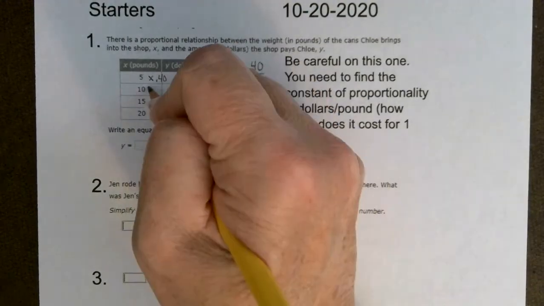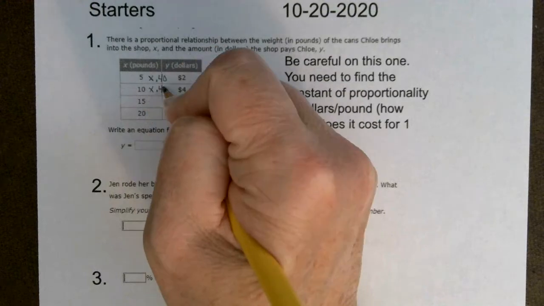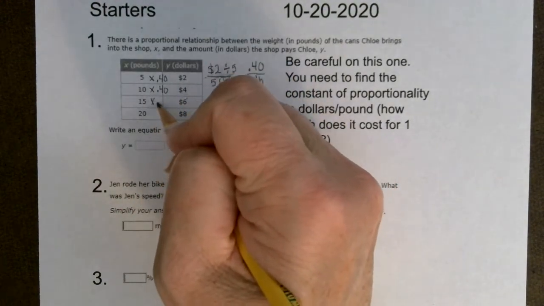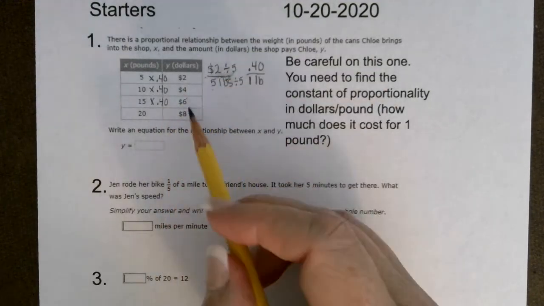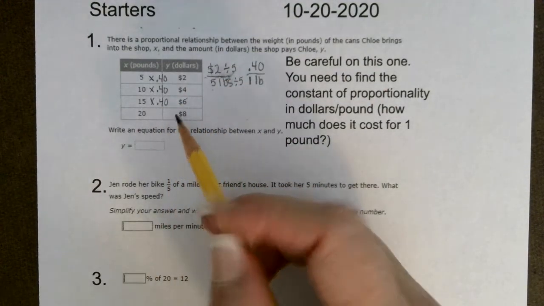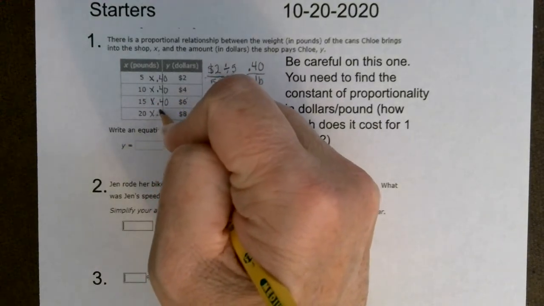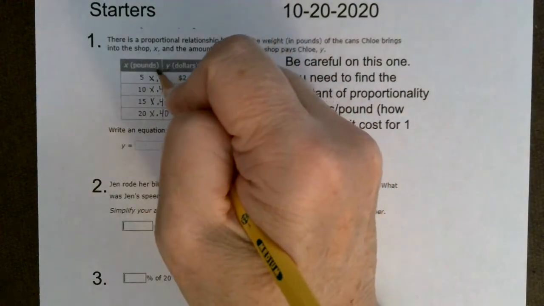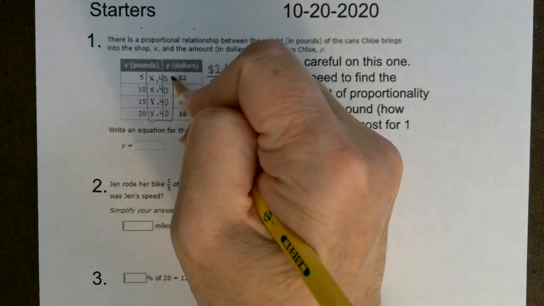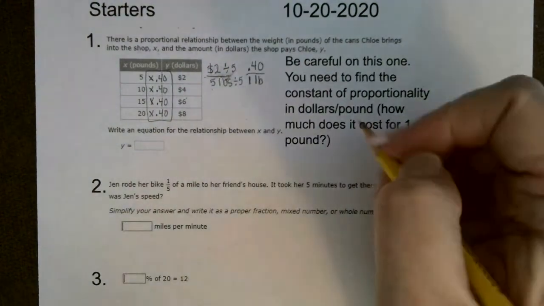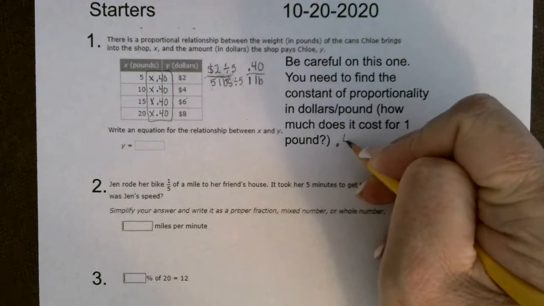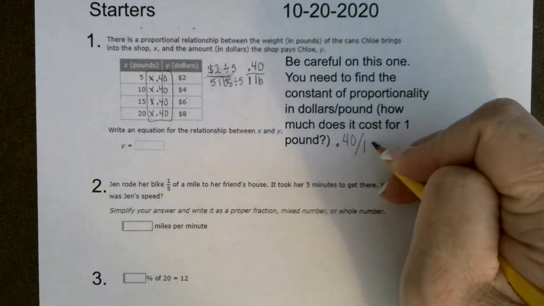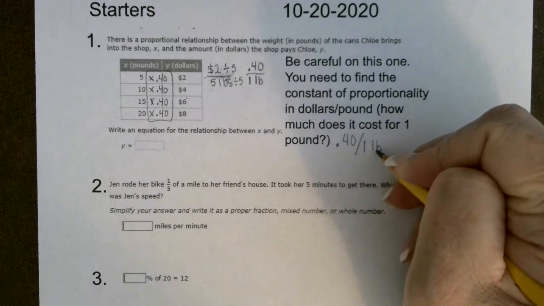And if I do 10 times 40 cents, I get $4. If I do 15 times 40 cents, I get $6. And 20 times 40 cents is going to give me my $8. So this is my constant of proportionality, or my unit rate. So my unit rate is 40 cents per pound, 1 pound.